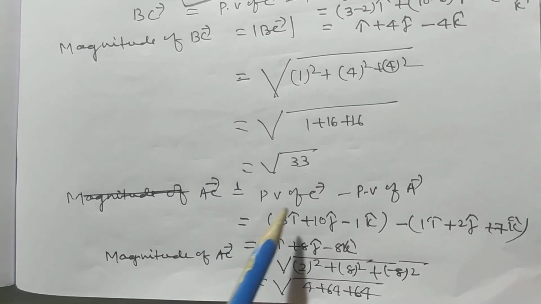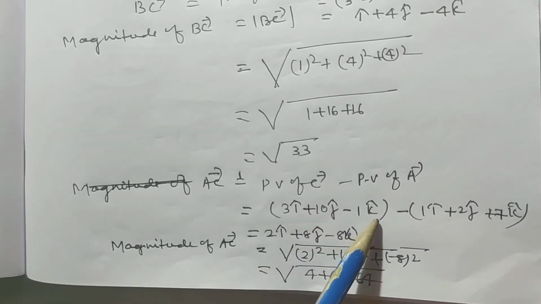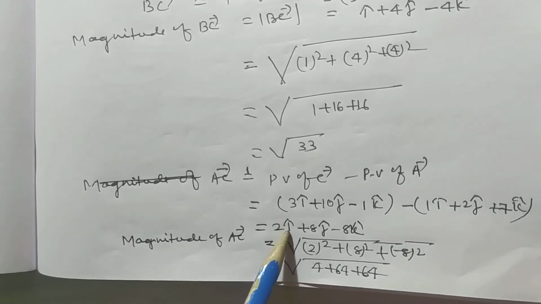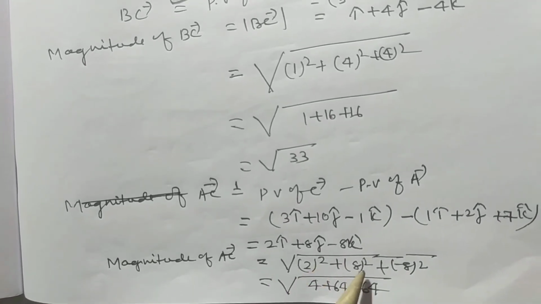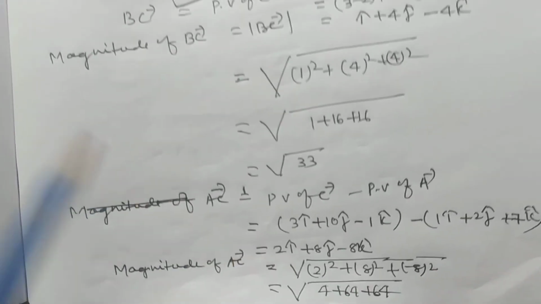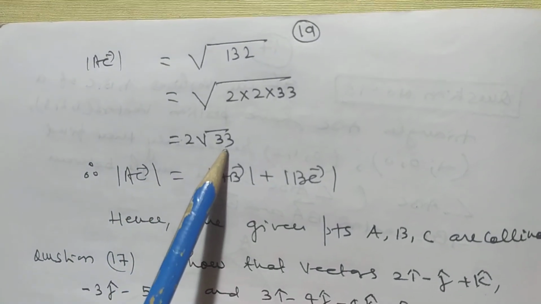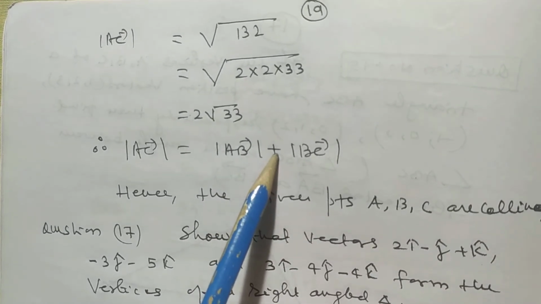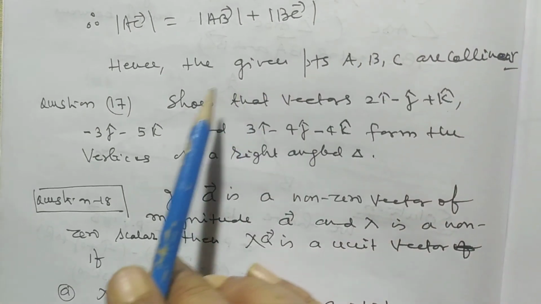Similarly, vector AC is equal to position vector of C minus position vector of A. That is 3i plus 10j minus 1k minus the position vector of A, and it will be 2i cap plus 8j cap minus 8k cap. So magnitude of AC is equal to root of 2 square plus 8 square plus 8 square, that is 4 plus 64 plus 64. So my dear student, magnitude of AC is equal to 2 root 33. So magnitude of AC is equal to magnitude of vector AB plus magnitude of vector BC. Hence the given points A, B, C are collinear.